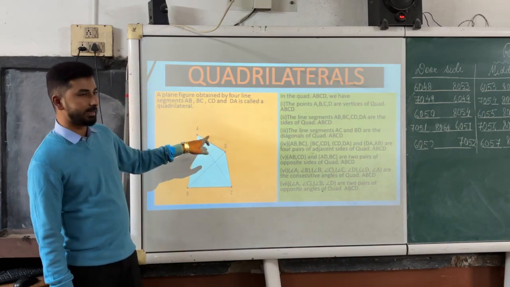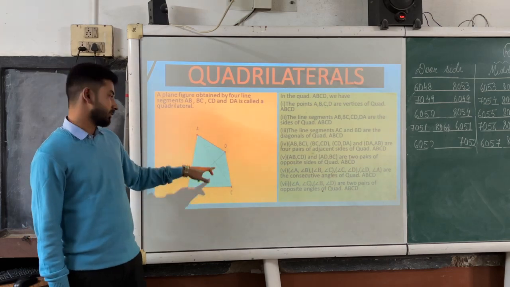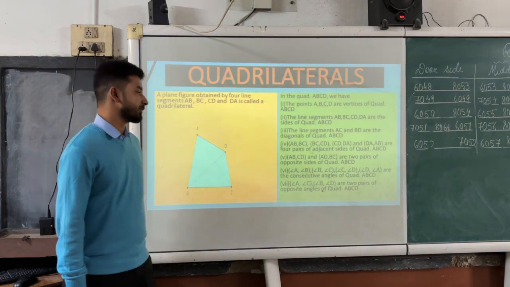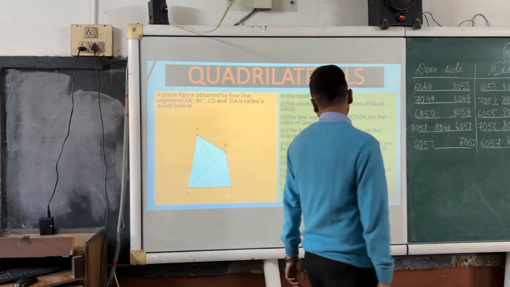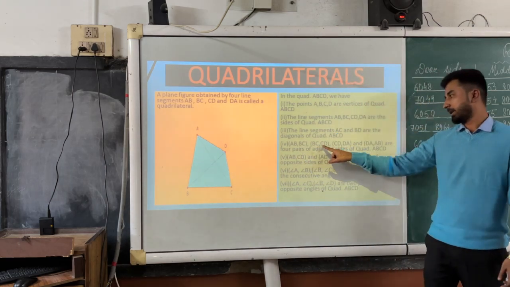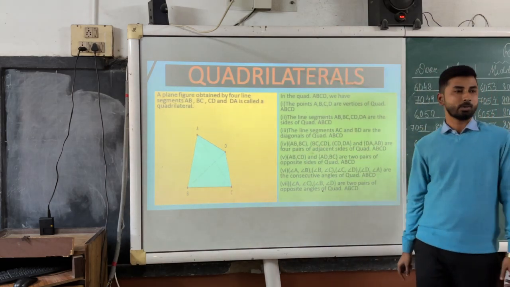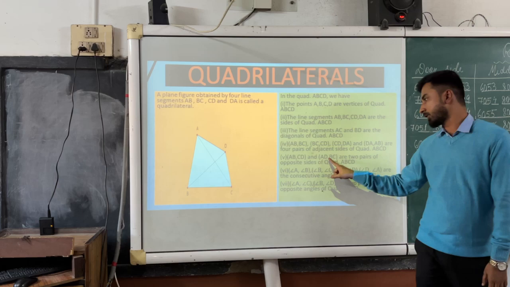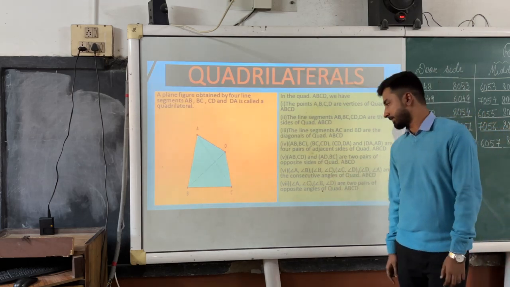Similarly, BC and AD have no point in common. So these two sides are known as the opposite sides. So what we have seen, there are four pairs of adjacent sides in a quadrilateral and there are two pairs of opposite sides in a quadrilateral.